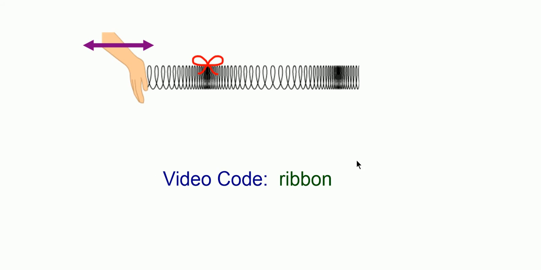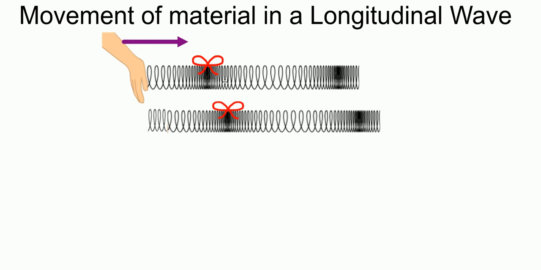Here's your video code, ribbon. All right, so when it pushes here and that compression comes by, how's that ribbon going to move? It's going to move forward some, isn't it? Moves that far forward. Now, it's not going to go forever. It's not going to travel down to the end of the slinky because the pulling force back here stops it, doesn't it?